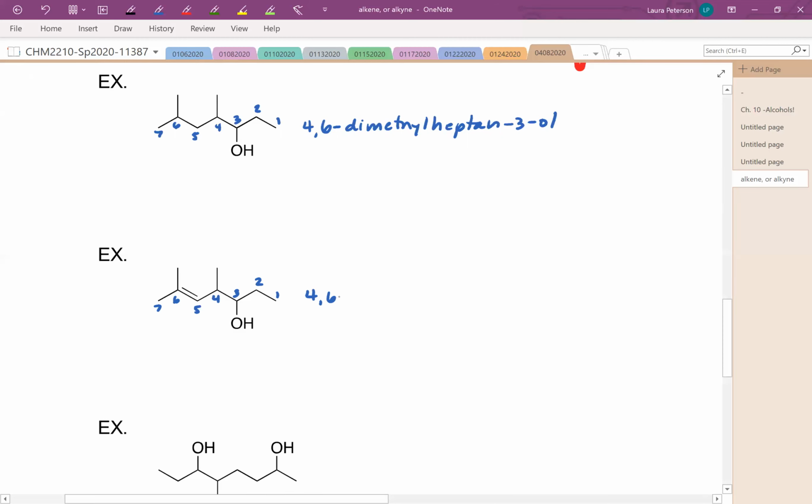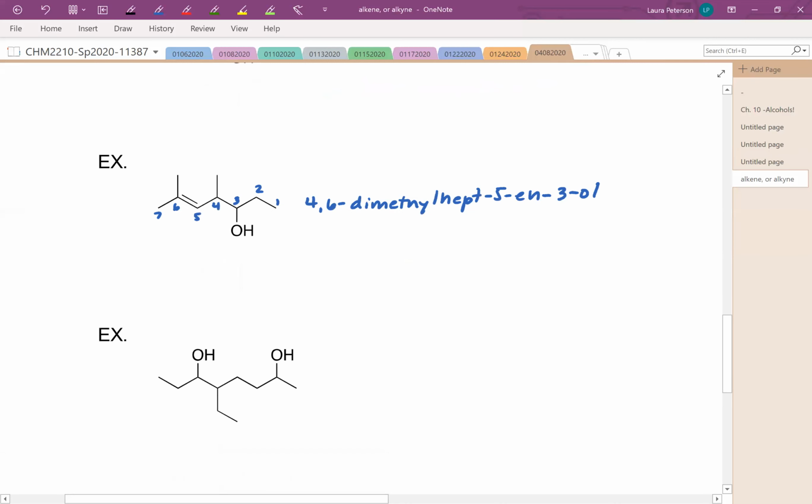So the front end is still 4,6-dimethyl. Okay, and then we have our root name, which is hept, and we indicate the position of the double bond, which is carbon 5. Okay, so hept-5-ene would be our parent chain. We're going to remove the E ending and then put in our 3-OL. Okay, so 4,6-dimethylhept-5-en-3-ol.